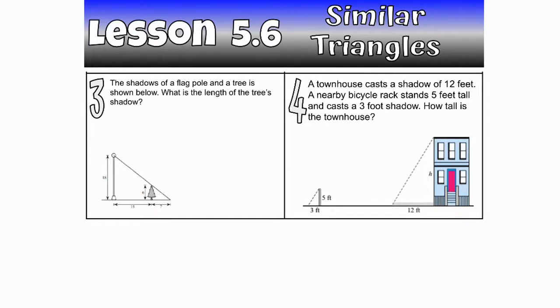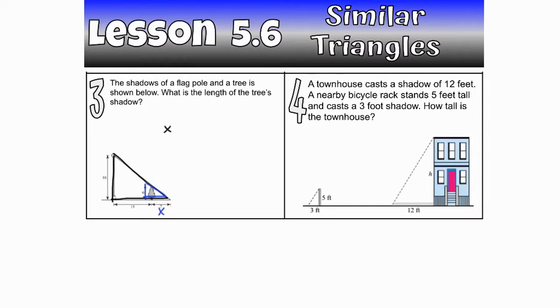All right, so example 3, this is our application problem. This is a perfect example of similar triangles. We have a flagpole and a tree shown below, and the shadow is marked here, and they want to know the length of the tree's shadow. That's going to be our x. So we have a large right triangle right here, and a smaller right triangle right here. I just like to start out with the x. I just think that is easier.